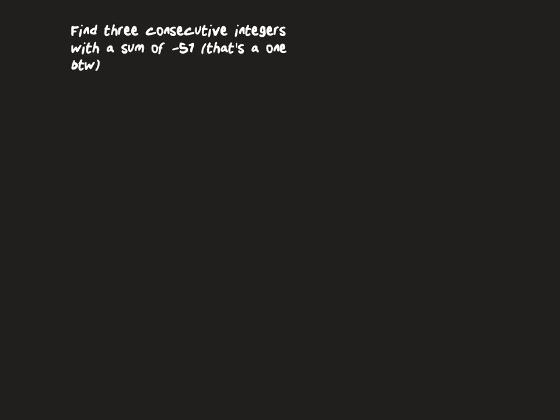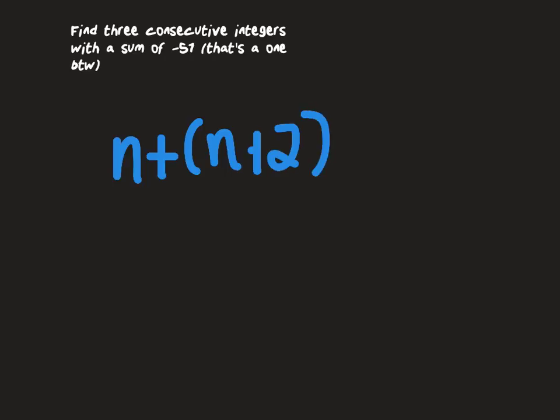Okay, so we're going to let n be the least odd integer. So this would be n. Since it's 3 consecutive integers with a sum of negative 51, we know that it's probably going to be odd integers because negative 51 is odd. So our next thing would be n plus 2. The reason is if you have 1, the next odd number will be 3. So what would you add to 1 to get to 3? 2. So that's why you have n plus 2, okay?